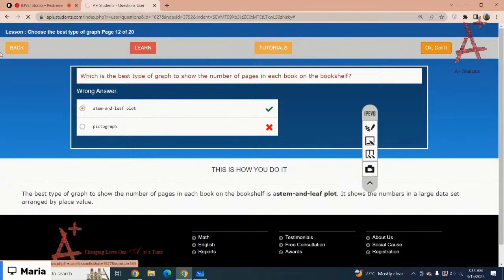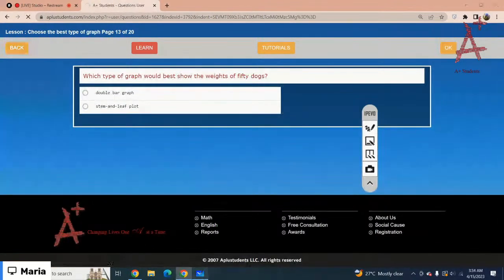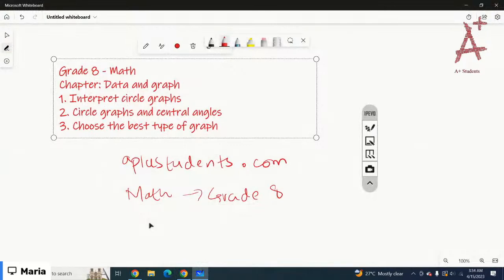Okay, you can complete the test by yourself later today. You have to complete all the test questions for the lessons we did today. If you need more help with any of the lessons, you can contact any tutor on Skype. They are available from Monday to Friday, 5 to 9. We were working on grade 8 maths. The chapter we are working on is data and graphs, and the lessons we have covered are interpreting circle graphs and central angles, then choosing the best type of graph. If you have any questions, you can ask.